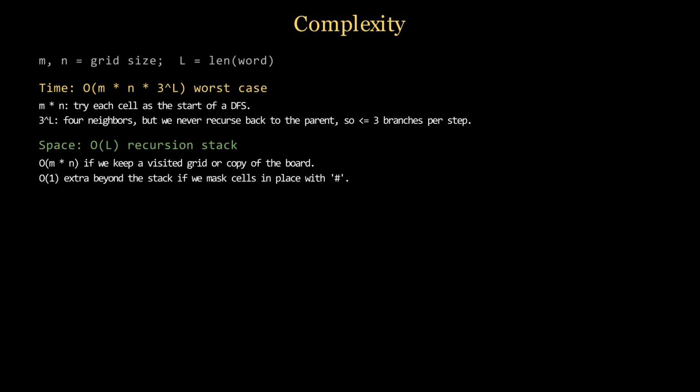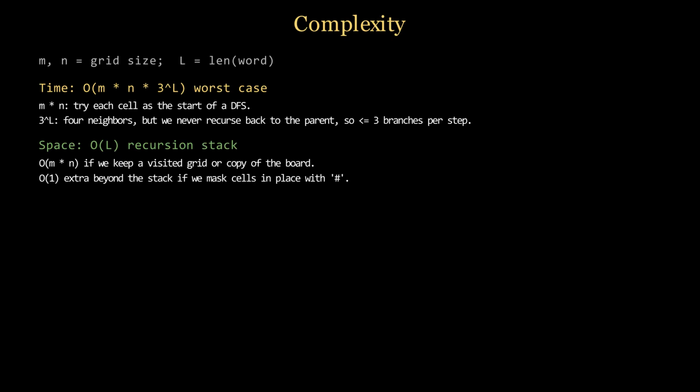M and N are the board dimensions, and L is the length of the word. Time is O of M times N times 3 to the L in the worst case: M times N for trying each cell as a start, and 3 to the L because from each position there are 4 neighbors, but we do not recurse back onto the cell we came from, so at most 3 new branches per step of the word. Space is O of L for the recursion stack.